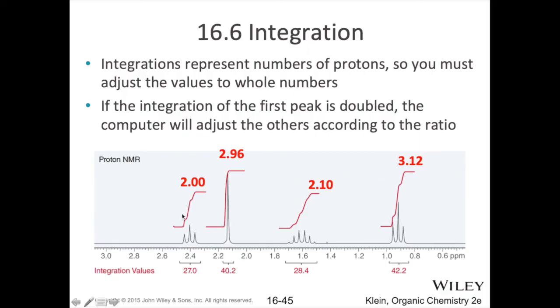This represents 2 protons. This represents 3 protons. As I mentioned, it's probably a methyl group. And this represents another 3 protons. Okay? So accordingly, you can figure out how many protons give rise to that signal, and this also helps you in interpreting where those signals come from.